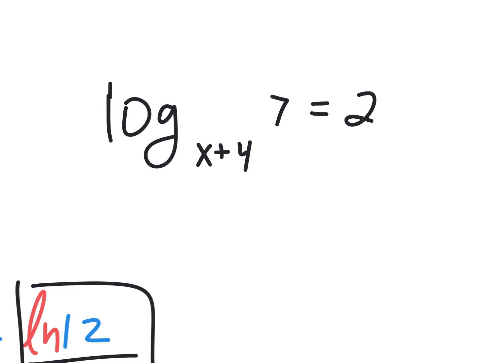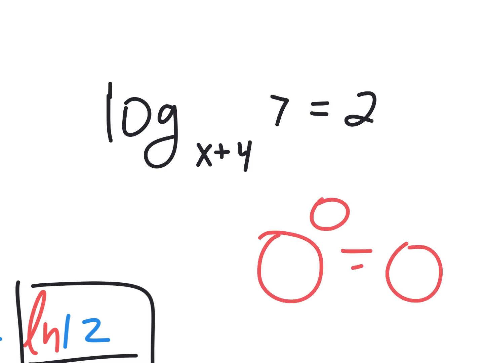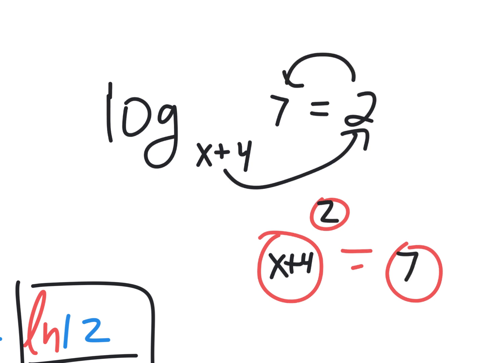So where do you start a rewrite? Well, you're trying to make it something to a power equals something. You're trying to get it so it's not a log anymore. You're trying to get it so it's an exponential. Owen, what to the what equals what? (x+4)^2 = 7. Circle of logs.